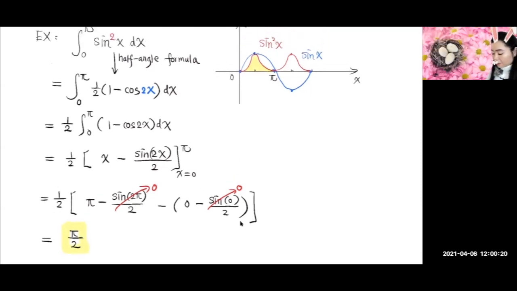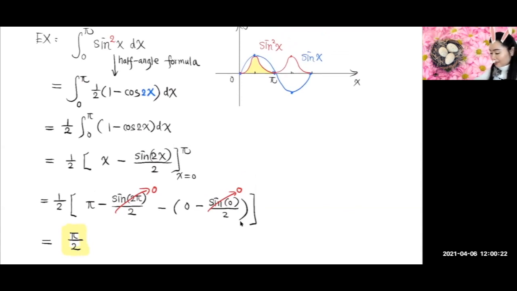Now we can try to visualize this result. This integral represents the area under the curve of sine square x. This is the curve for sine square x, and the yellow highlighted area is equal to pi over 2. Sine x is like this, sine square x is like this. So this is equal to pi over 2.